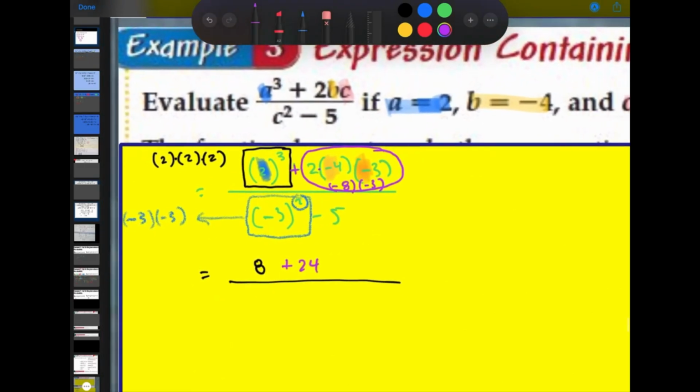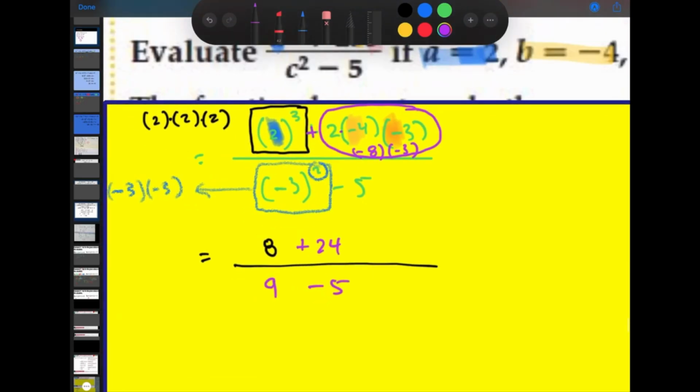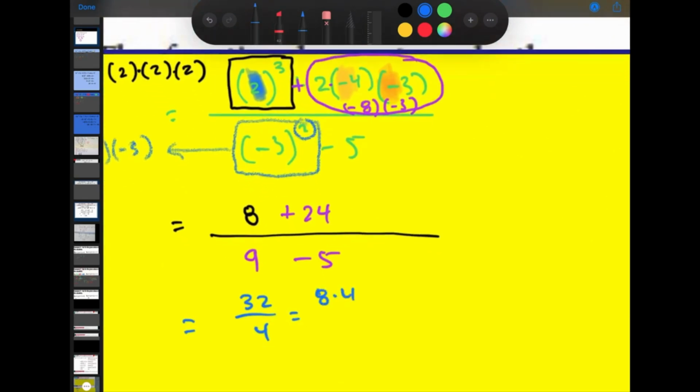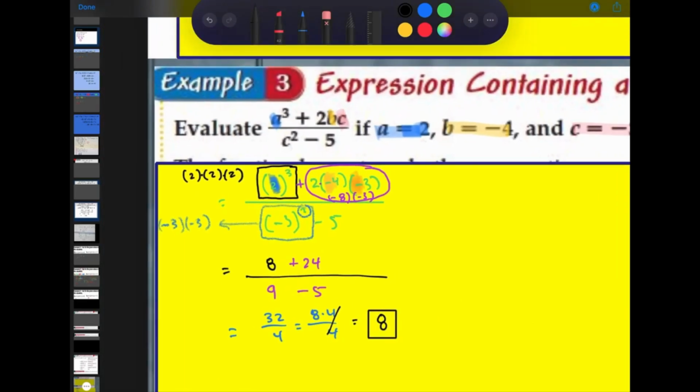Okay, and then we said -3 squared is? 9 minus 5. Okay? And then you get what? 32 over 4. What are the factors or numbers that multiply to be 32? 4 divided by 4 is 1, so that equals 8. Raise your hand if you got 8.